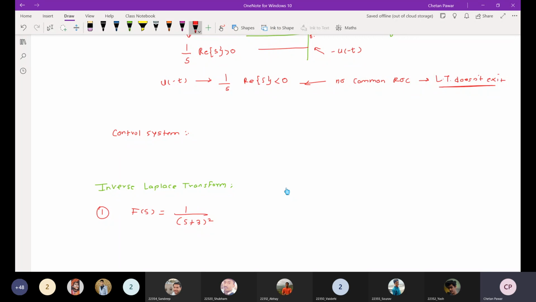So in control systems, what happens? All the signals are right-sided signals with respect to time, right? Because we start the analysis at t equal to 0. So whatever response you get as an output, or the input you are giving, will start at time t equal to 0 only. So if I give this as an input and get this as output of the system, all these signals are right-sided signals.